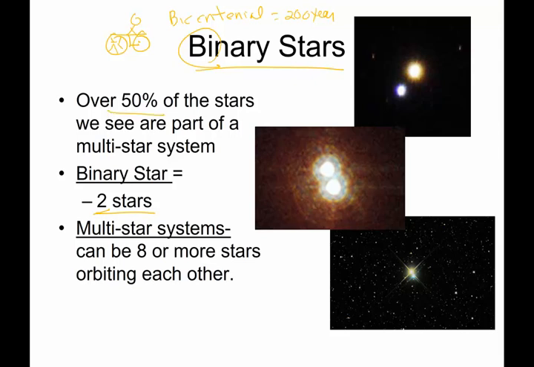Over 50% of the stars that we actually see in the sky are part of multi-star systems or binary systems. Matter of fact, most are. Our little sun is unusual because it is a solo star and doesn't have a binary companion. Now, not all stars are just in two-star systems. Many of them are in multi-star systems, and they can be 8 or more in a big group of stars that are all kind of hanging out and gravitationally bound together.